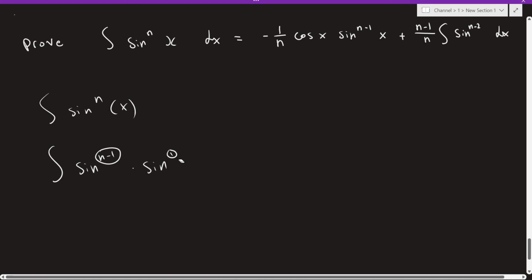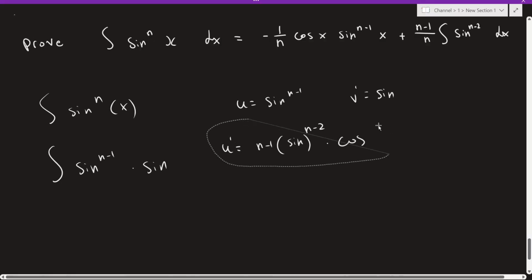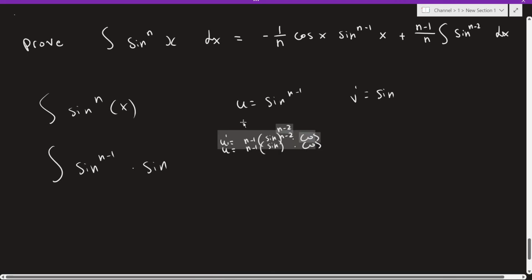All right, so now we apply the formula, which is u is equal to sin^(n-1), and v prime is equal to sin. Now the derivative of sin^(n-1): we take the power down, so n minus 1 times sine to the power n minus 1 minus 1, n minus 2, times the derivative of sine, which is cosine. Let's make this smaller to make some space. And the integration of sine is simply negative cosine.